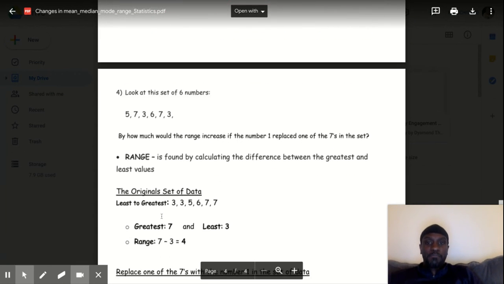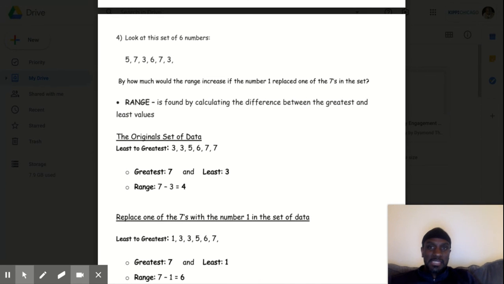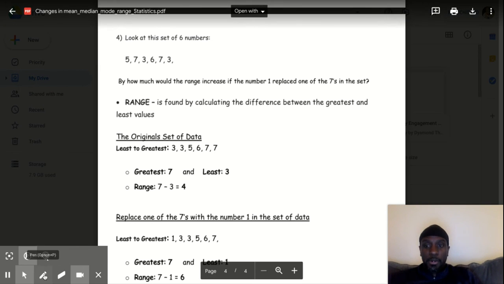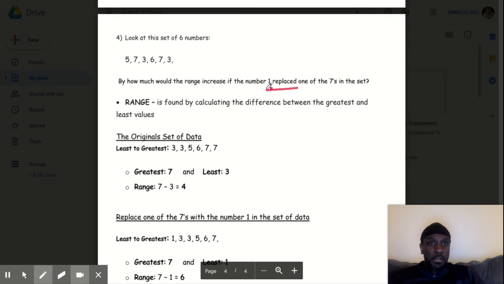Okay. And one more. It says, look at this set of six numbers. They're letting you know you have six numbers. By how much would the range increase if the number 1 replaced one of the sevens in the data set? So find out what the range is of this data. That's the highest minus the smallest number, or the greatest number minus the least number. So then once you find that range, get rid of one of the sevens and make it a 1. And then find the range of that data, the highest number minus the lowest number.